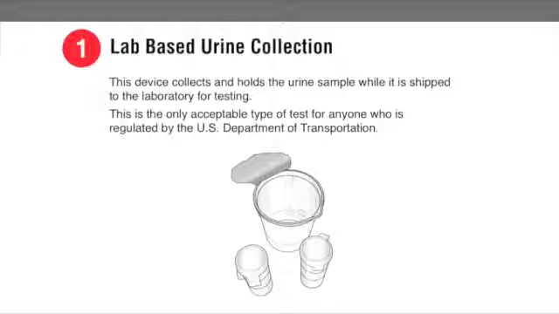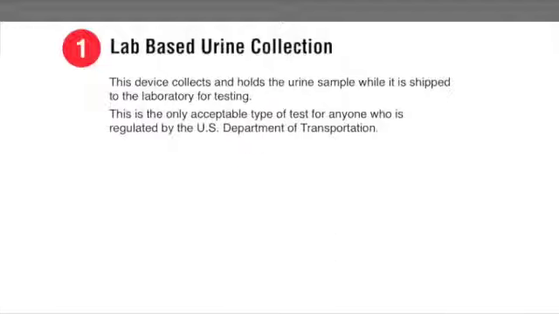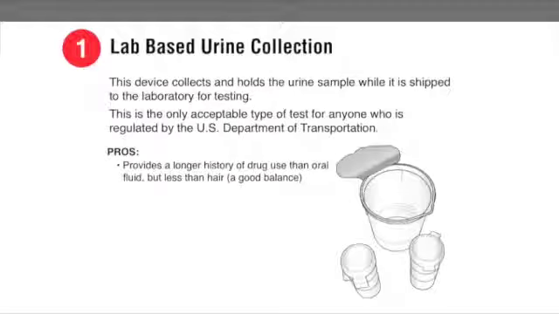As the gold standard model for workplace drug testing in North America, this is the only acceptable sample type for employers who are regulated by the U.S. Department of Transportation, or the DOT. The benefits? Urine testing generally provides a longer history of drug use than oral fluid testing. The longer time window of detection built into the process identifies risk and may therefore be preferred for risk-based programs.